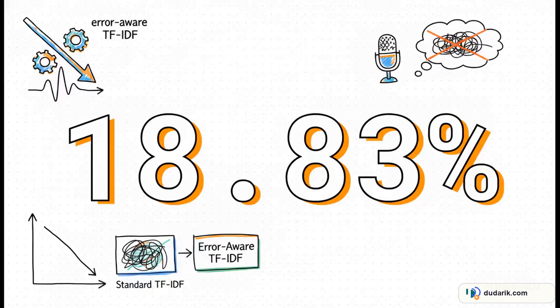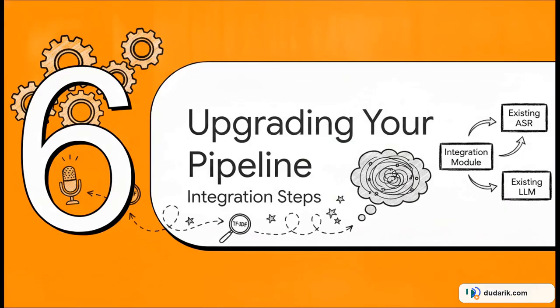But wait, it gets even better. Let's look at the overall transcription quality. By just replacing standard TF-IDF with this error-aware variant, they dropped the end-to-end word error rate from 23.06% all the way down to 18.83%. I mean, that is a massive leap in accuracy for a system that adds practically zero inference latency. Because remember, that sparse matrix multiplication adds almost no compute time compared to running a standard vector database lookup. So, how can you use this?